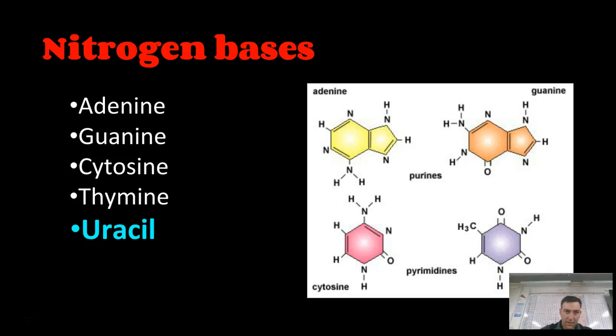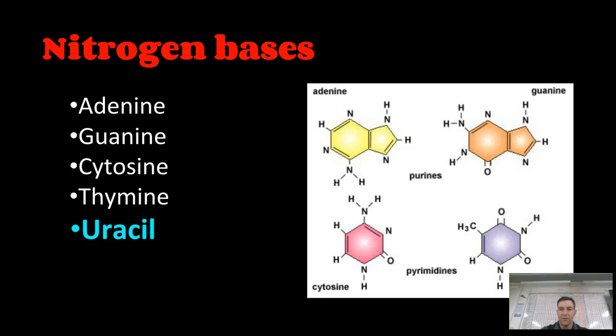The nitrogen bases. If we are talking about DNA, we have adenine, guanine, cytosine, and thymine. Again, those are the nitrogen bases for DNA. If we are talking about RNA, the thymine gets replaced by uracil. So it would be adenine, guanine, cytosine, and uracil. That uracil replaces the thymine.